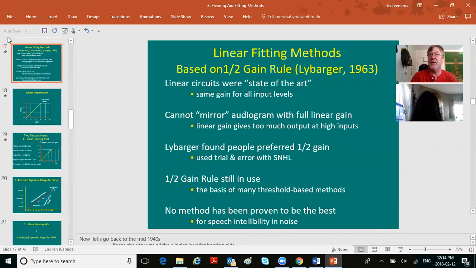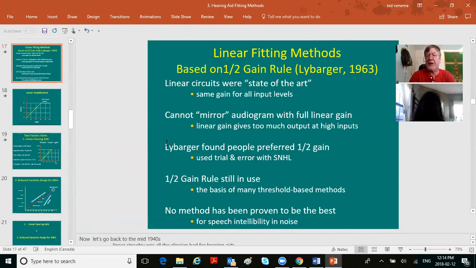Half gain rule. Linear circuits were state-of-the-art. Same gain for all input levels. You can't mirror an audiogram with full linear gain. You'll get too much output at high inputs. Berger found people preferred half gain. He used trial and error with sensory neural loss. The half gain rule is still in use. It's the basis of today's threshold-based fitting methods.